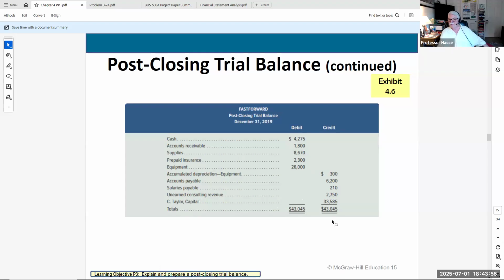The post-closing trial balance tells us $43,045 debits and credits. Now we can officially get our paycheck because we closed the books and now we've set the books straight for the next fiscal year. And we begin the process all over again. That's the final step of this accounting cycle that you need to do in our next assessment, assignment 3.